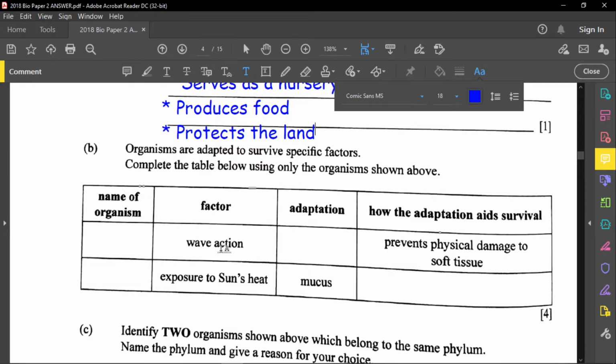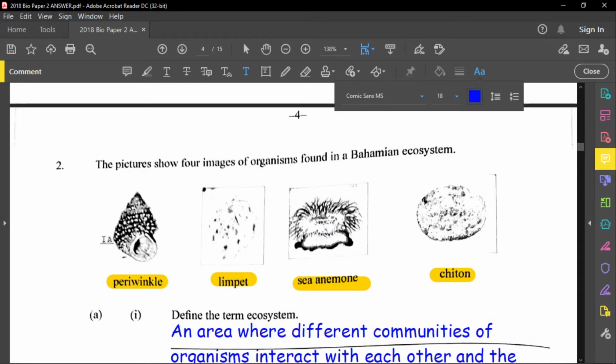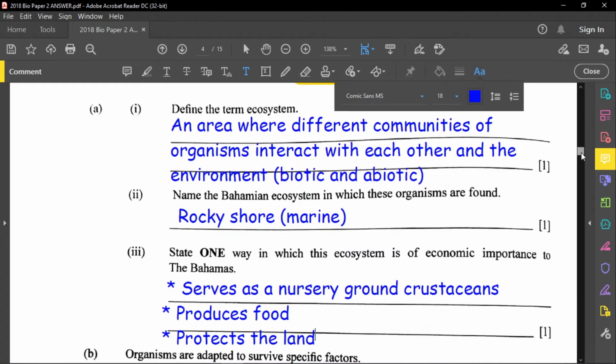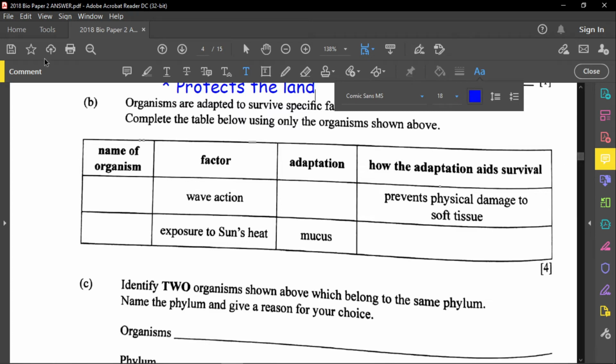In terms of wave action, pretty much any of these organisms can be placed here. The periwinkle, the limpet, and the chiton have hard shells. The sea anemone does not have a shell, but the body is soft. They're pretty much tentacles, and they move in the direction of the wave as well. If they were brittle, they would be broken easily, but they're soft and flexible. So right here I'm going to put the periwinkle as an option.